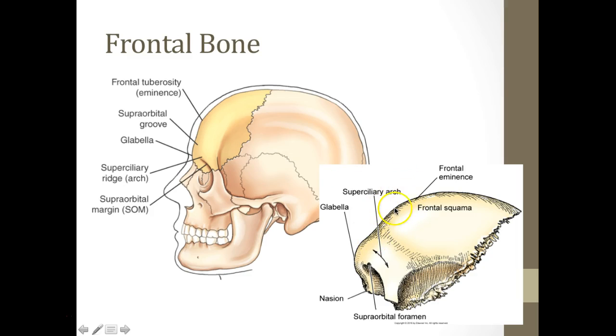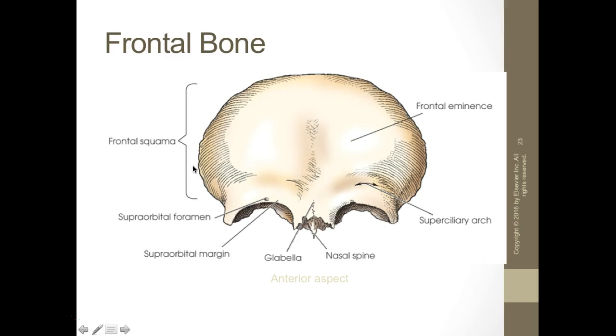So when we're looking here at the lateral, we'll start here with your frontal eminence. Here's your frontal squama. You have your supraorbital foramen or notch, your superciliary arch with your nasion and your glabella. So your nasion is down below your glabella. So looking here, you have your frontal tuberosity or eminence, supraorbital groove goes down to your glabella. You have your superciliary arch and your SOM, and then here, down below, right here is your nasion. So where it kind of curves right there, so here's your glabella, and then down here is your nasion. So there's two different landmarks that you're going to be required to know.